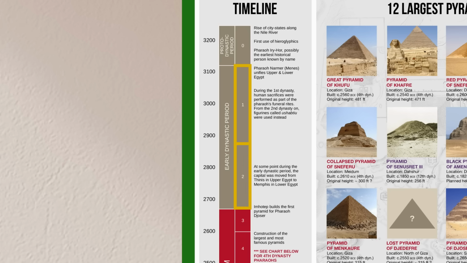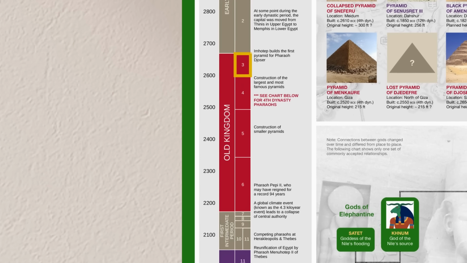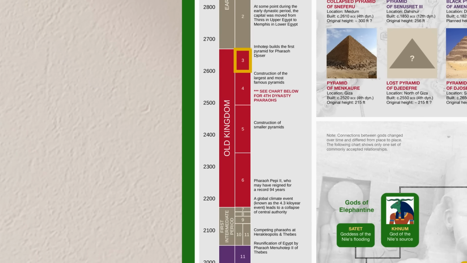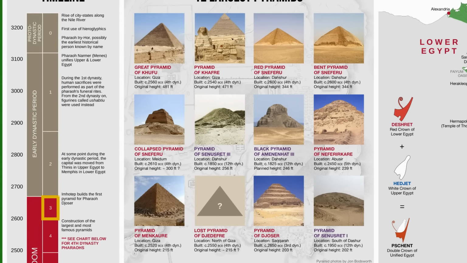But during the first 2 dynasties, ancient Egypt was still in its infancy. It wasn't until the 3rd dynasty that things really took off. The 3rd dynasty marked the beginning of the Old Kingdom, which lasted through to the end of the 6th dynasty. The Old Kingdom was centered on Lower Egypt, and it was the period during which the largest and most famous pyramids were built. The first of these was built for a pharaoh named Djoser, and was designed by an architect named Imhotep. To the right of the timeline is a chart showing the 12 largest pyramids in order.